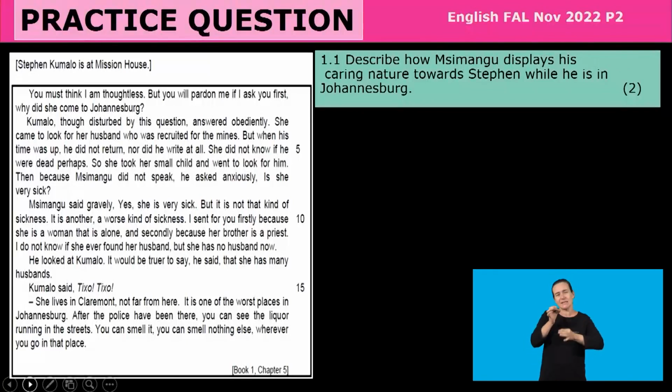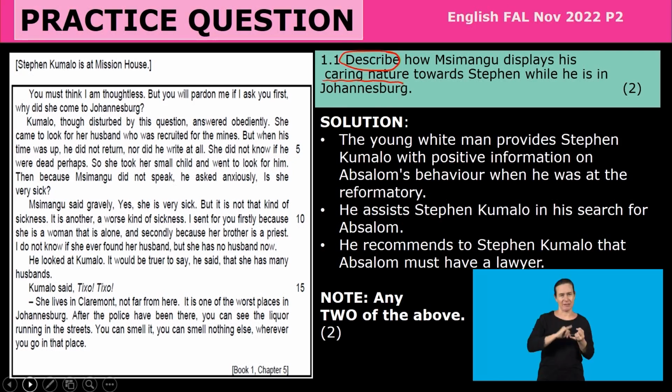Describe how Msimangu displays his caring nature towards Stephen while he is in Johannesburg. Now remember, let's look at our instruction keyword, describe, which means we want some detail, all right? You need to motivate with some detail how Msimangu displays a caring nature, how kind he is, okay? So let's look at what the response gives us.